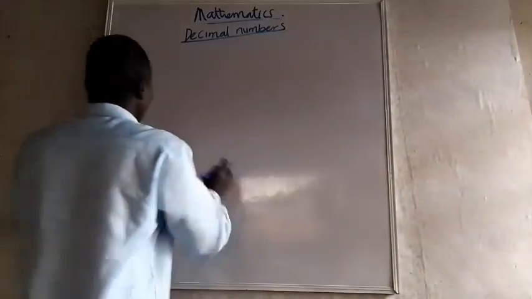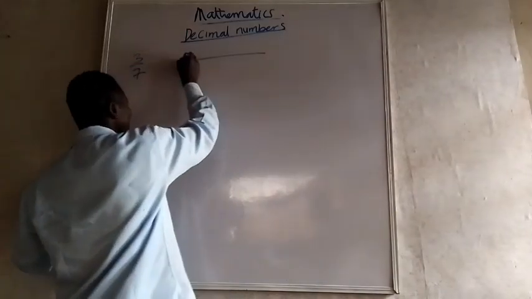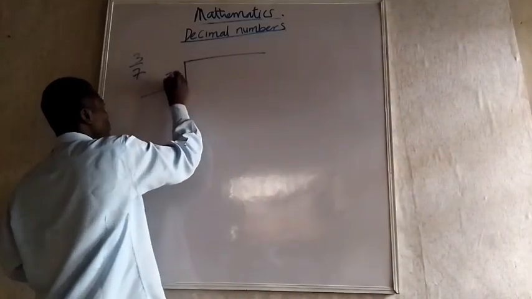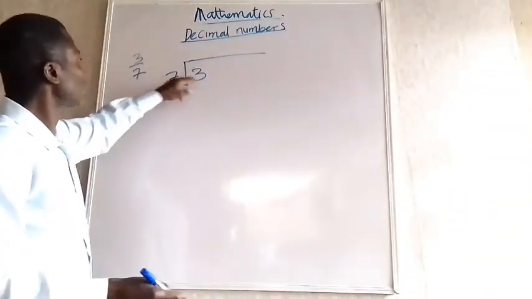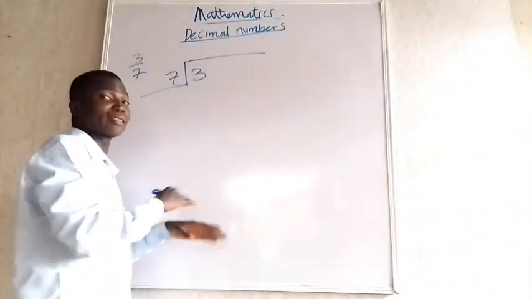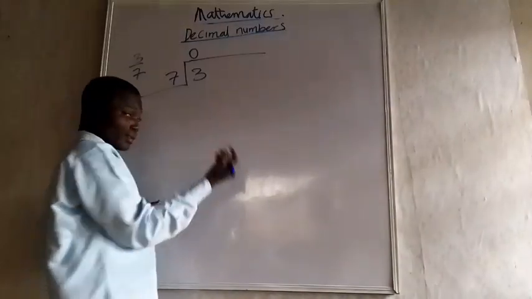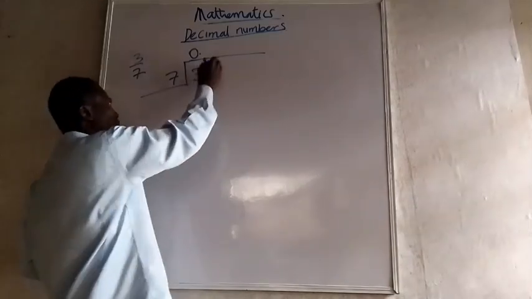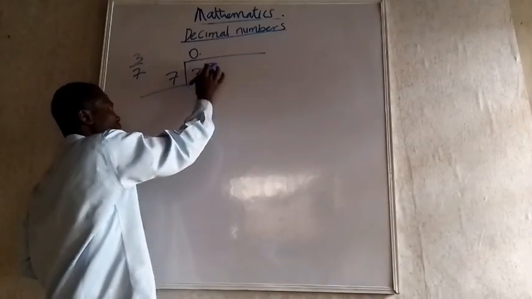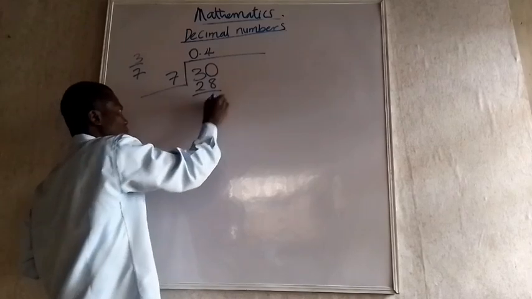Just like I did 3 over 7, we can just do something like this. So 3, 7 in 3, 0. It's not that it is 0, absolutely; it is less than 1. So we put 0 to show that it's less than 1, and we put the point. That is what we are trying to achieve. So now you put 0 here. 7 in 30 now, you have 4. 4 times 7, 28. You have 2.